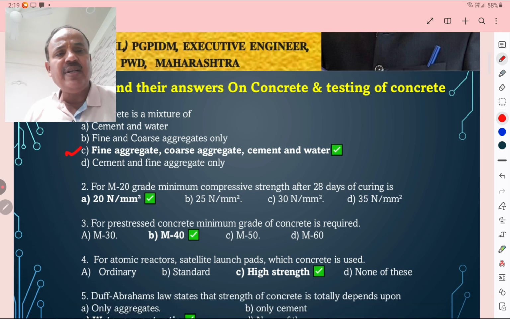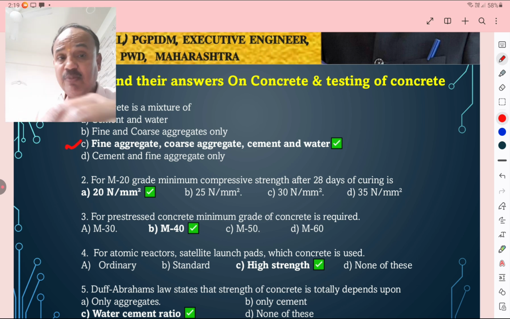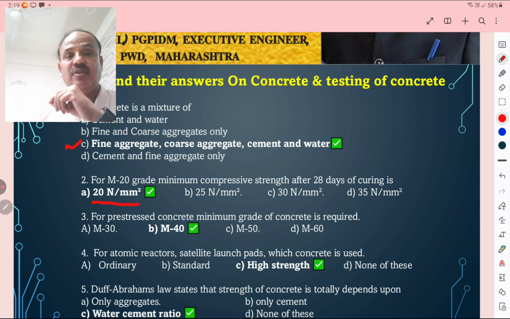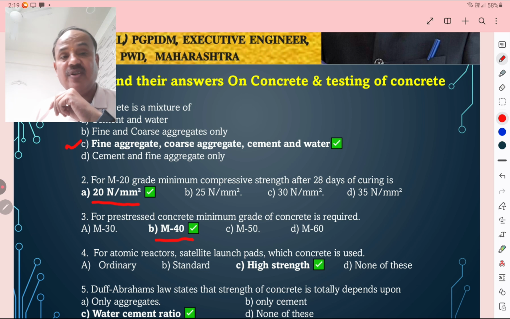Then for M20 grade of concrete, minimum compressive strength after 28 days of curing: very simple. M stands for mix and 20 stands for compressive strength of cement concrete cube after 28 days. So 20 Newton per mm square or 20 megapascal is the correct answer. For pre-stressed concrete, minimum grade of concrete required is M40. So higher grades of concrete are required for pre-stressing.